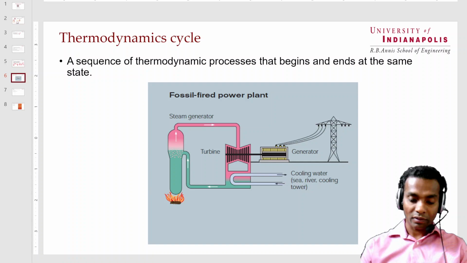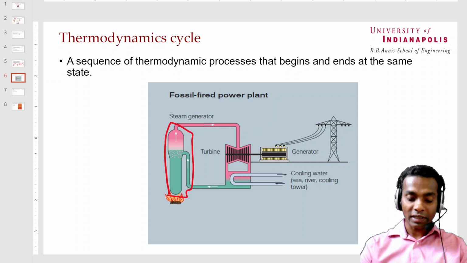The water first comes into this steam generator. In the steam generator, there is a change of state of that water, right? The temperature of the water is increased and steam is generated. There's a phase change process as well. That's one process, so process one here.